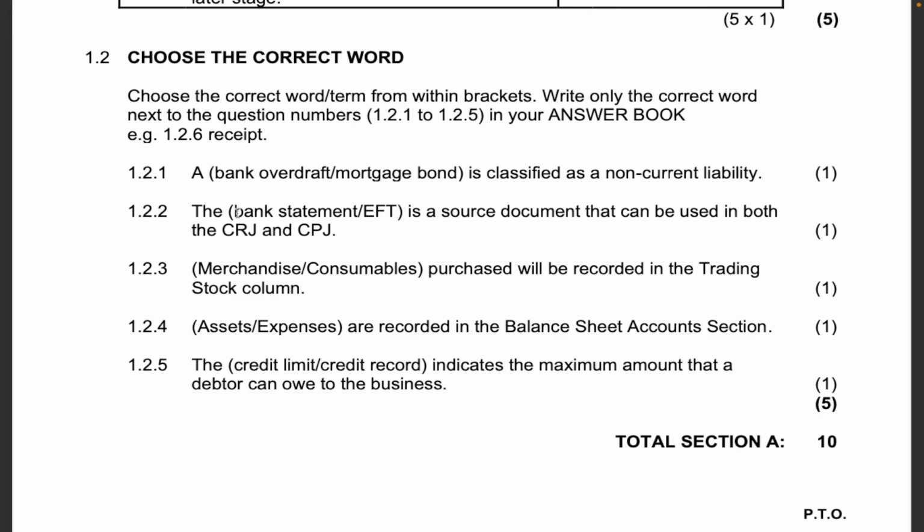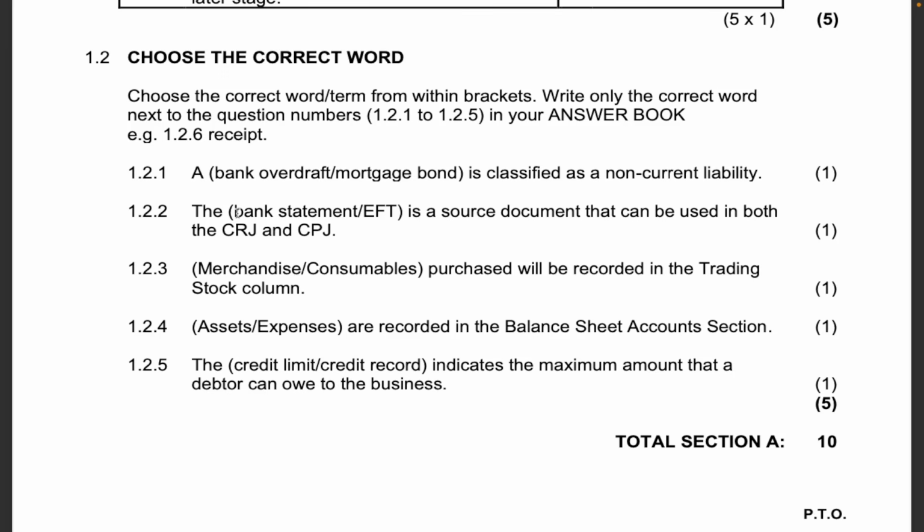The small things like I've just mentioned, like pens, gloves, toiletries, or batteries for your calculators, whatever it is, those would be consumables. So the answer for 1.2.3 would be merchandise, which is also known as trading stock or inventory. That's why it goes into the trading stock column.